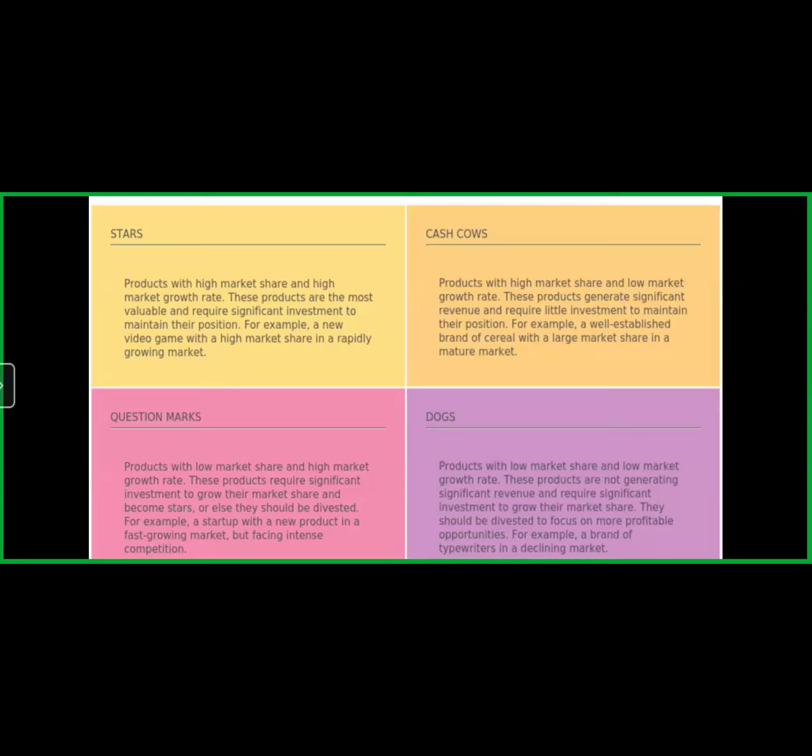So under star in the BCG matrix are those products which are enjoying a good market share at present, as well as the demand of that product is also going to increase in the years to come. So those products which fulfill these two criteria are kept under the first quadrant, which is called star. So all these products will fall into that particular category.